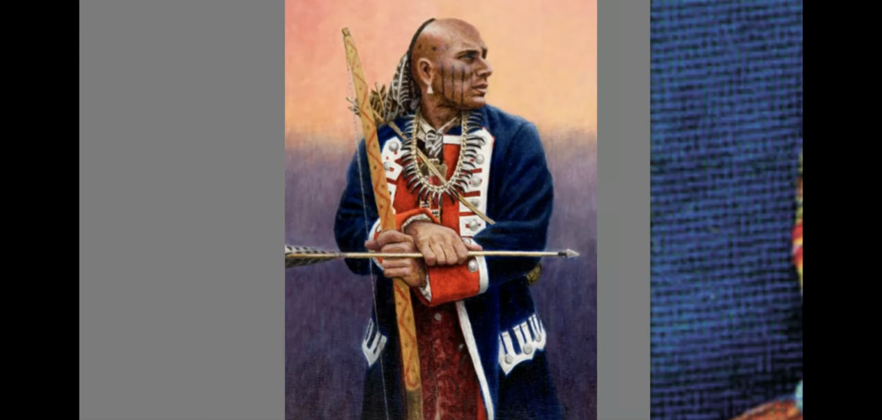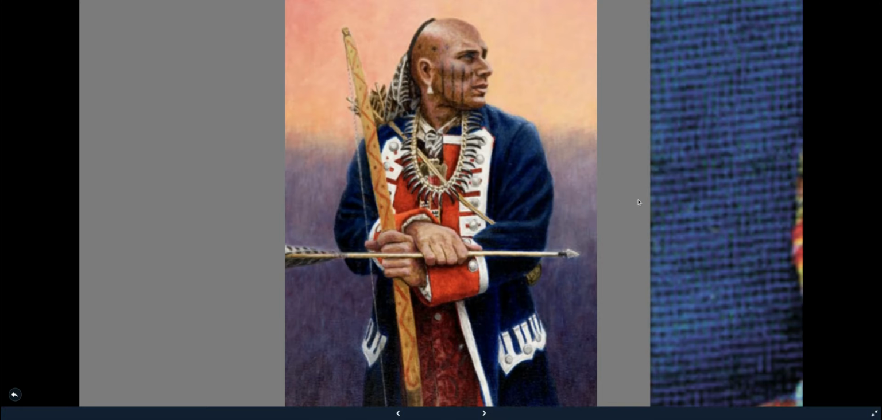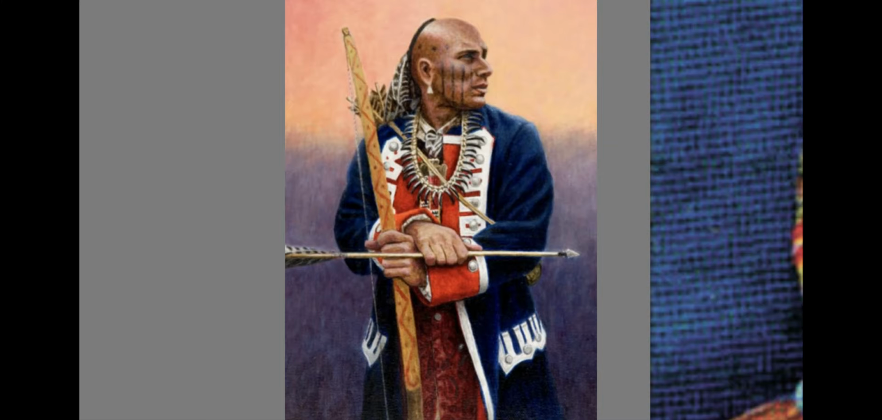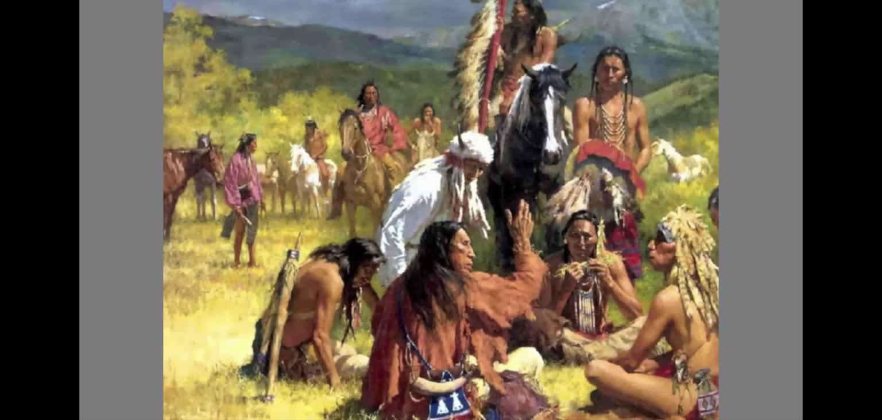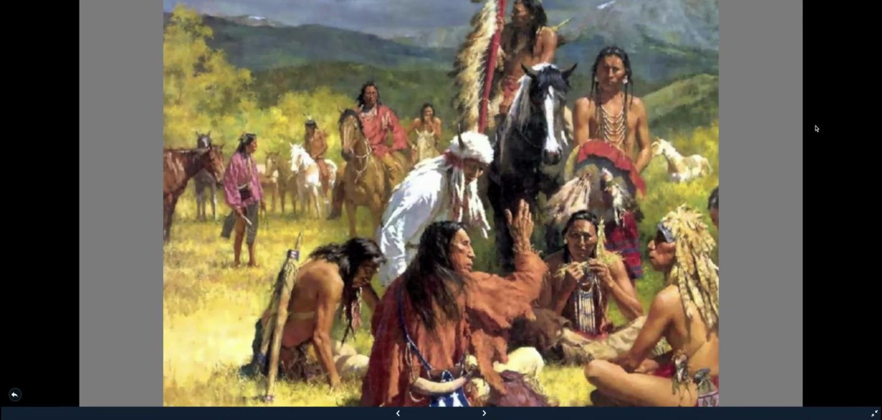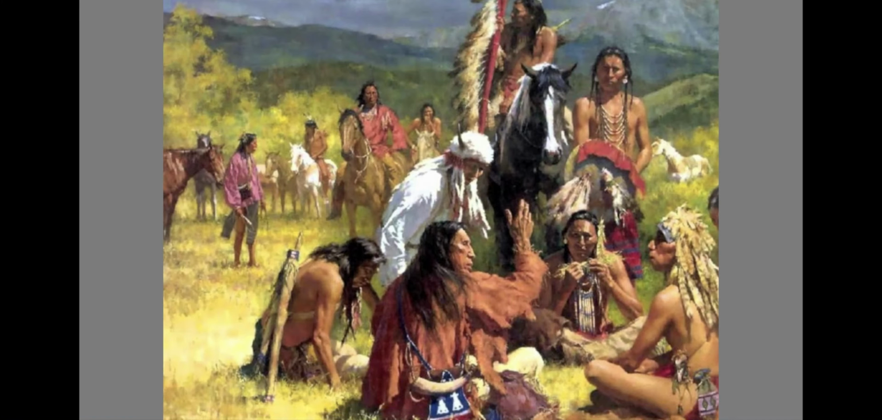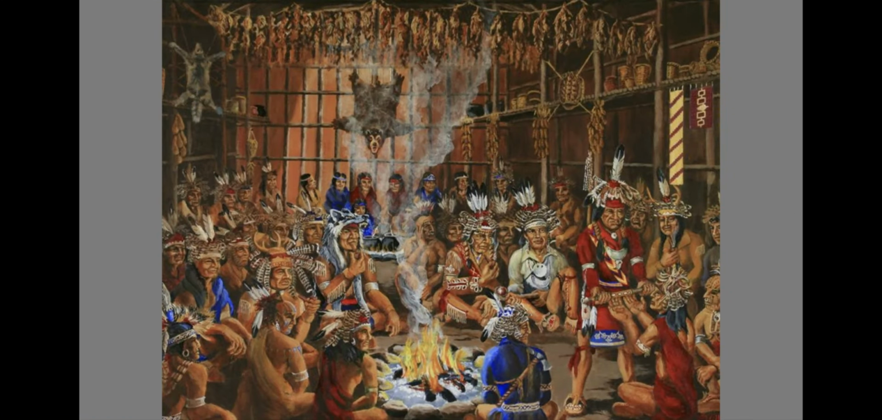So you can see this here. This is an interpretation of what we think Blue Jacket may have looked like. And this artist decided to show his blue jacket as a French uniform. So here's what happens. That's Blue Jacket, right? Blue Jacket and Little Turtle decide to join together. This is an idea of what these council meetings would have looked like. Here's another artist's idea of the tribes coming together in one of the longhouses, for example, and negotiating joining together.